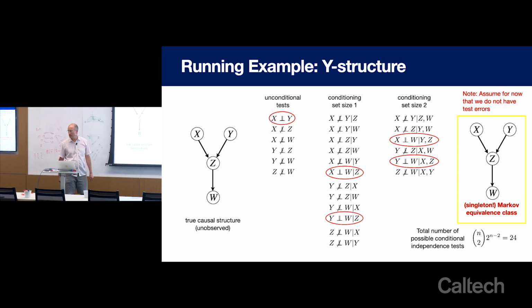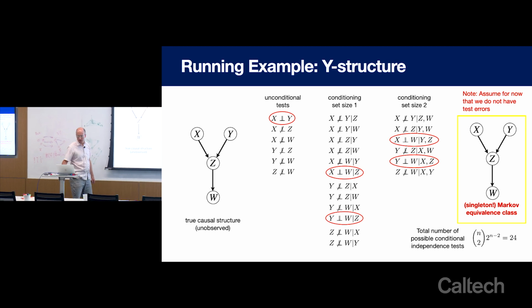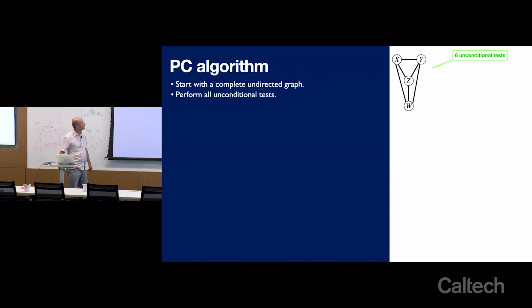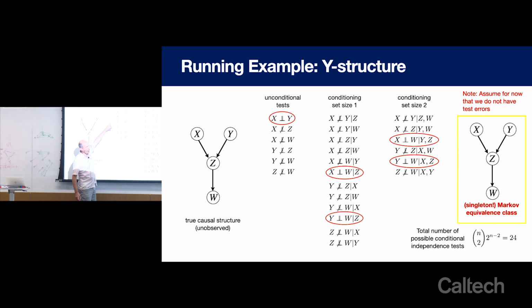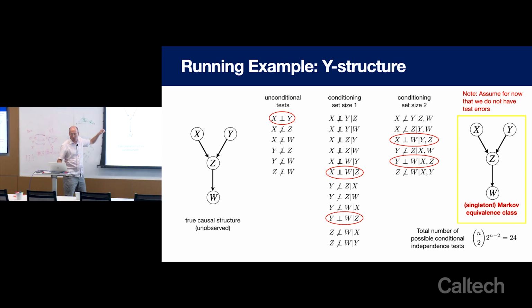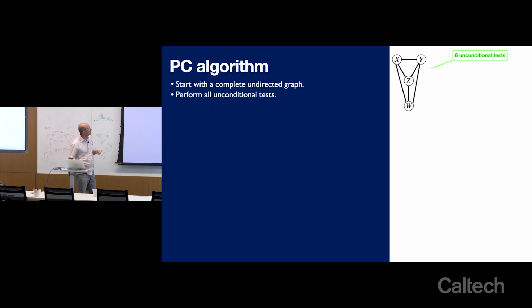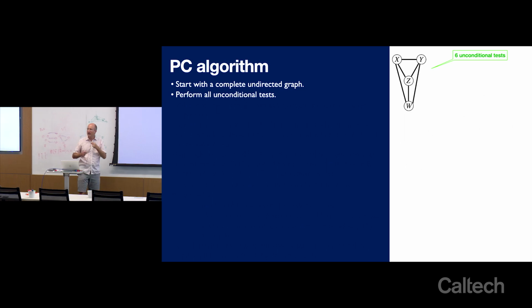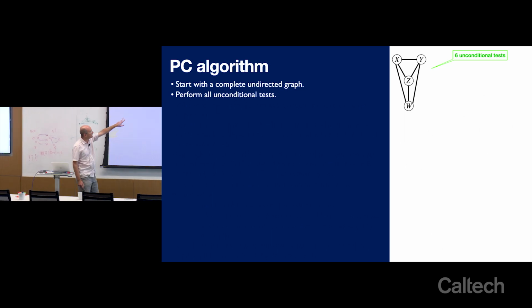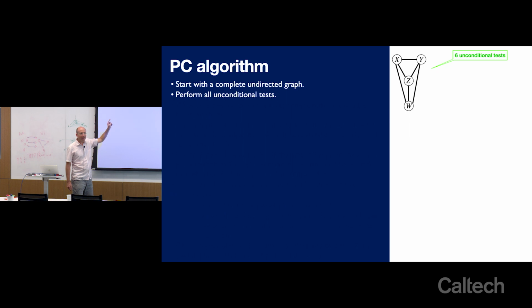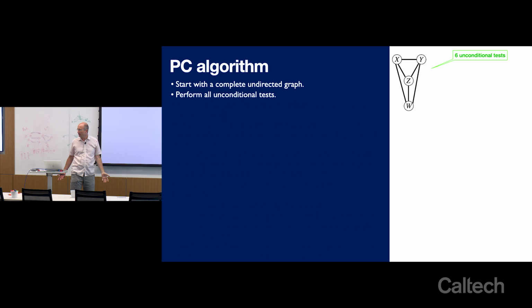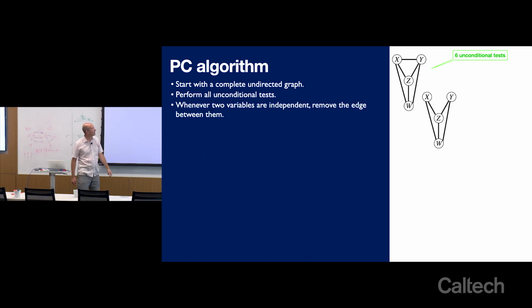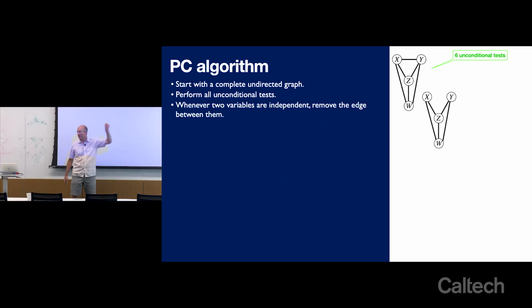Good question. Okay, so we do all the unconditional tests. Now, one of them returned an independence, right? The moment we get an independence, we know there can't be a direct edge between those two variables. If X and Y turn out to be independent, then there cannot be an edge from X to Y or Y to X. Otherwise, they would be dependent. So that one goes. The top edge between X and Y goes.